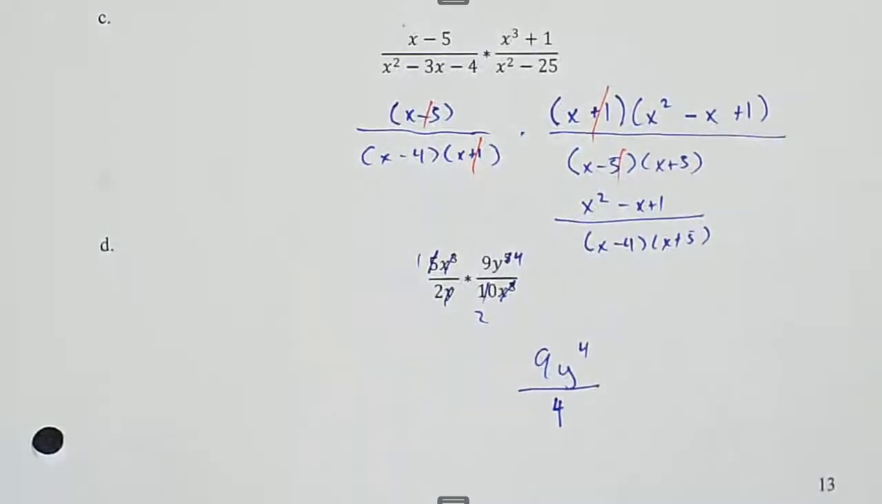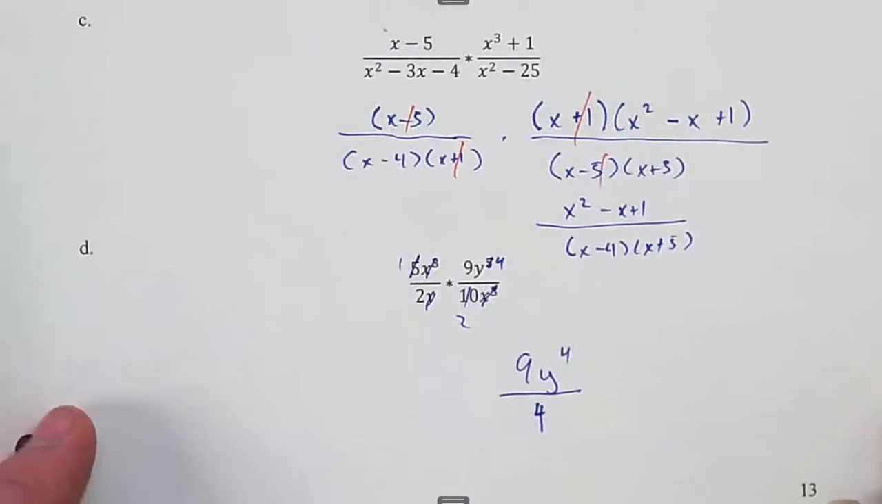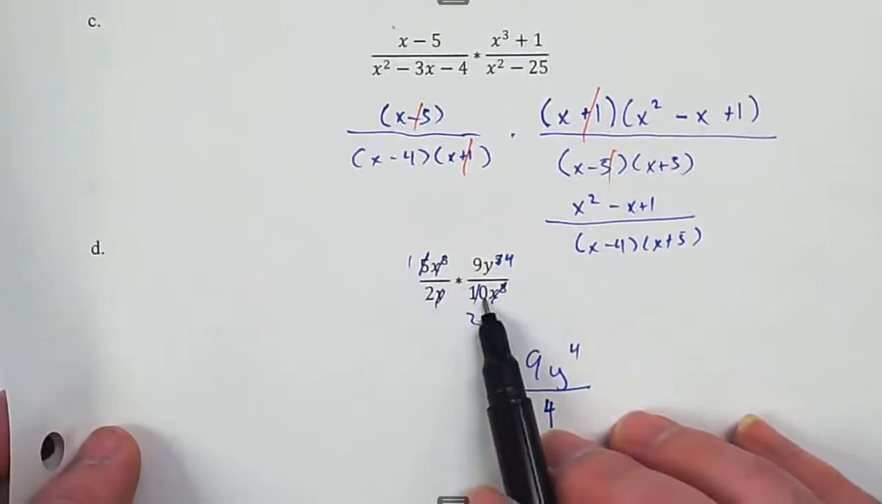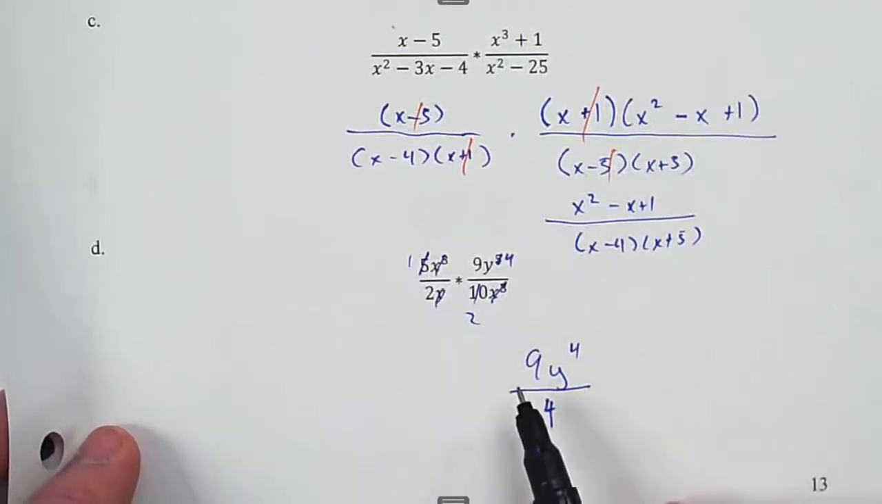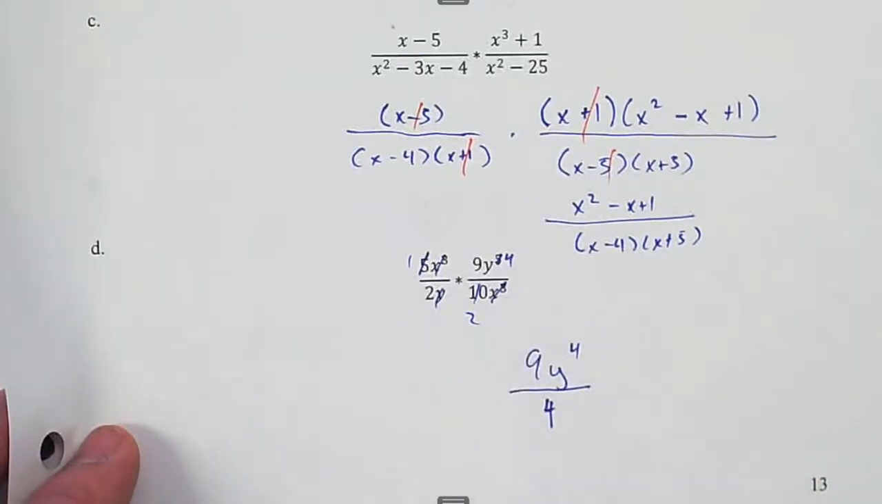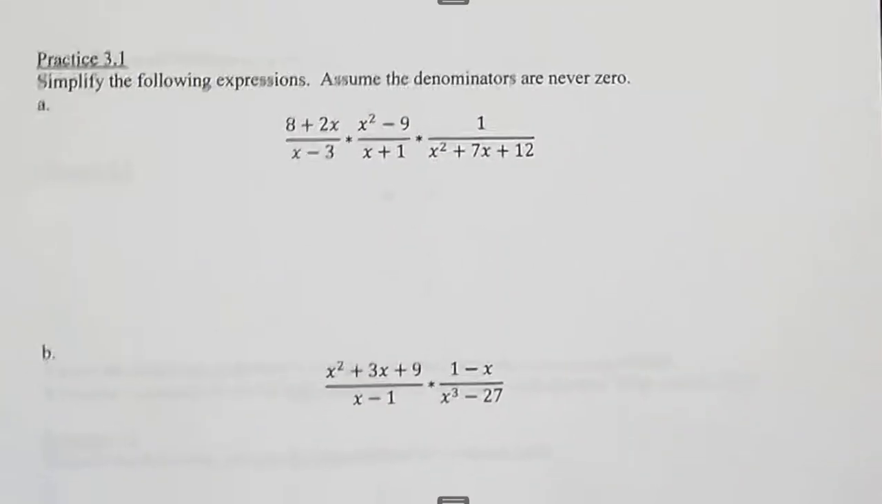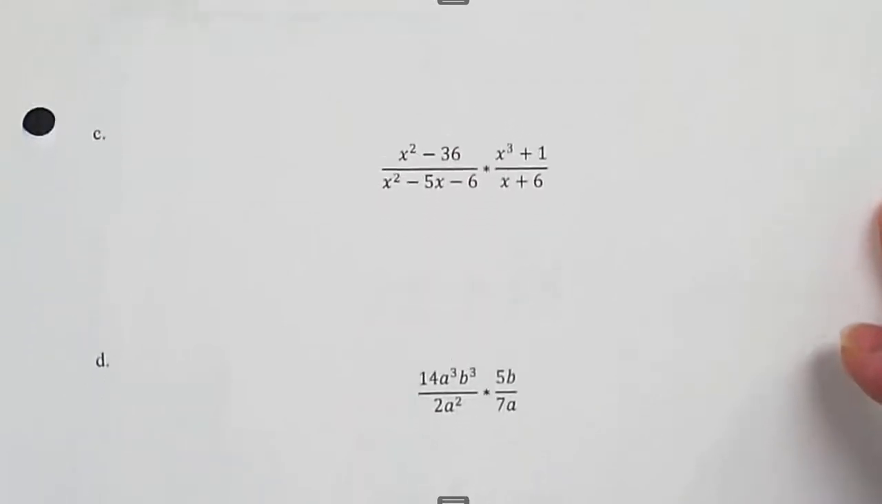Two times 2 on the bottom. The 5 and the 10 reduced to 1 and 2. And then the y and y to the 5th reduced to y to the 4th on top. Okay, well, it's time for you to do A, B, C, and D.